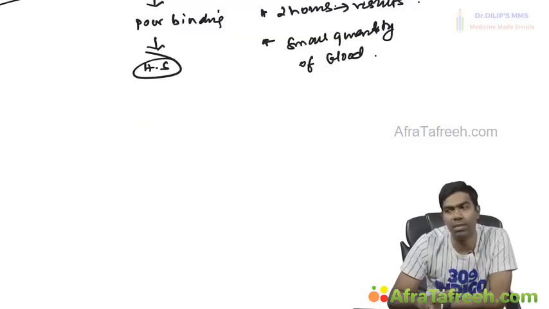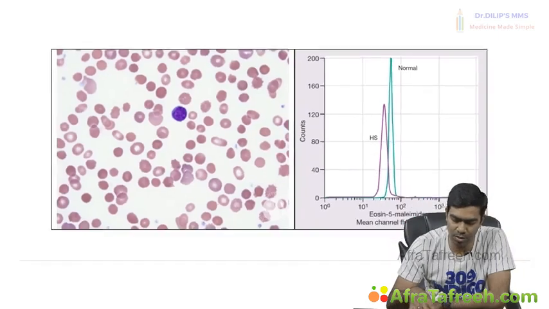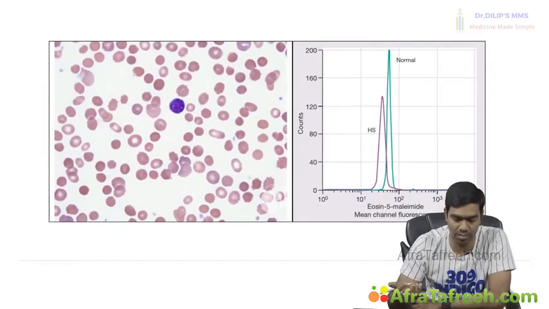So what will be the OFT? I'll come back to you, don't worry about that. I'll be coming back to OFT again. But before that, let us see the findings: the peripheral smear finding and the EMA finding. So this slide shows you the findings in hereditary spherocytosis.